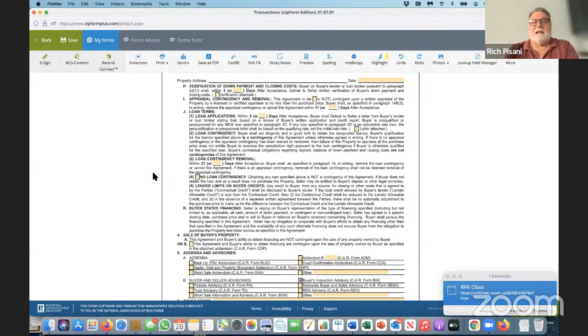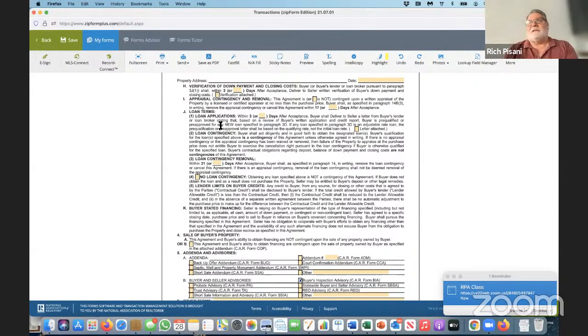Appraisal contingency. You can check this, that it is not a contingency. That's happened a lot. So this is where you would do it, that it is not a contingency. Loan applications, another example of, yeah, you're going to have to supply a letter going in, a pre-approval, not a pre-qualification.